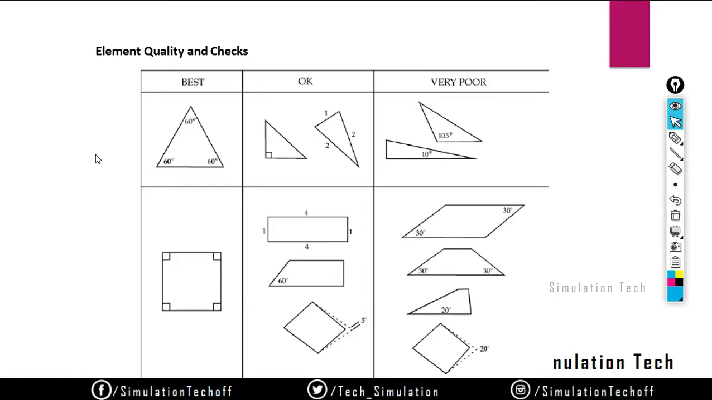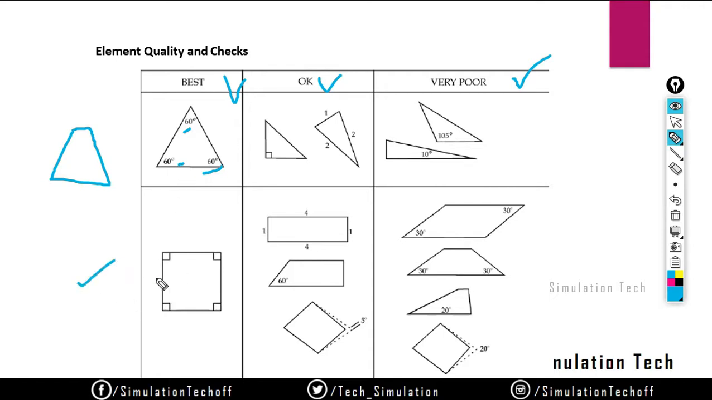So I have categorized this into 3 major categories: best, okay, and then very poor. For the best triangular element, the interior angles should be exactly 60, 60 and 60. So it's a perfect, ideal one. But you can't expect this element while discretizing. It is not possible to create an exact equilateral triangular element.